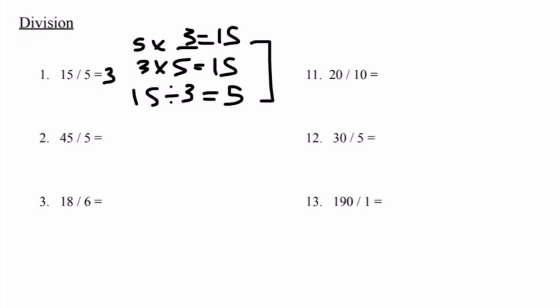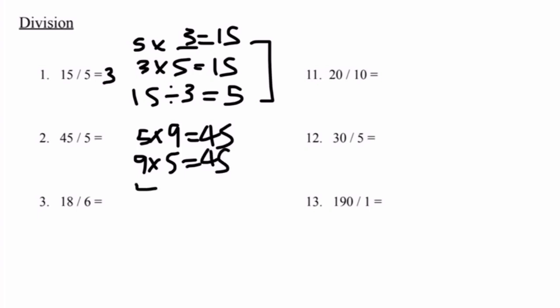should equal 3. Number 2, 45 divided by 5. We know that 5 times 9 equals 45, 9 times 5 equals 45, and 45 divided by 9 equals 5. These are all interrelated and they're multiplication factor families. Therefore, 45 divided by 5 should equal 9.